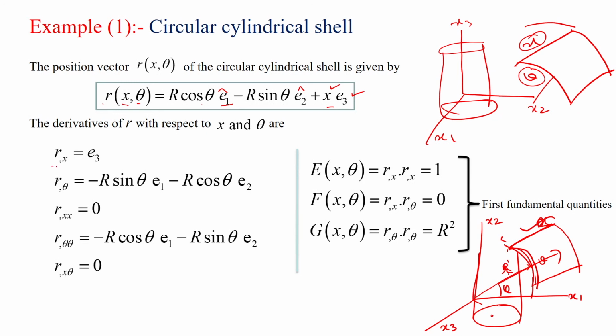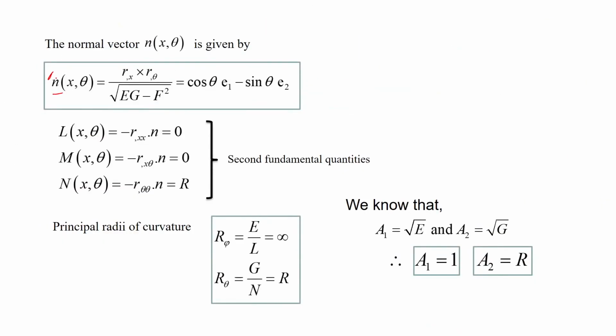Let us say the first derivative with respect to x, the first parameter, will give you E3, the derivative with respect to theta will give you this thing, the double derivative with x will be 0, the double derivative with theta is this, and the mixed derivative is represented like this. So, what is E? E is r comma x dot r comma x, that is r comma 1 dot r comma 1, it gives you 1, G gives you r square. Then the normal vector n hat can be found using this technique. Then we have to find out L, M and N.